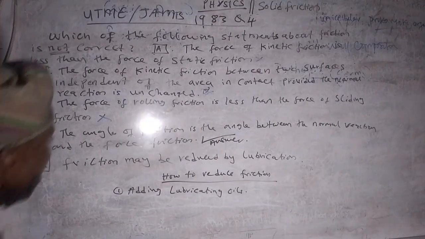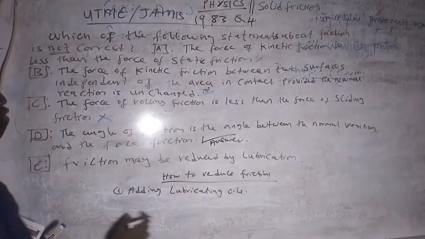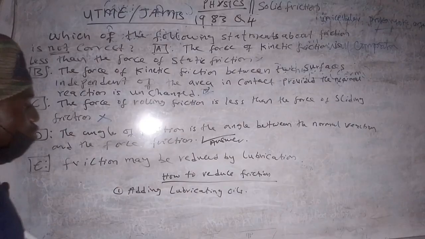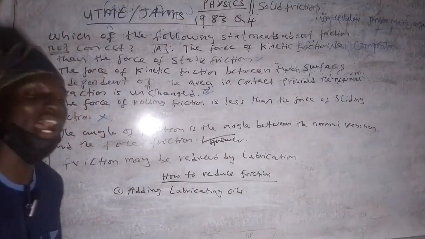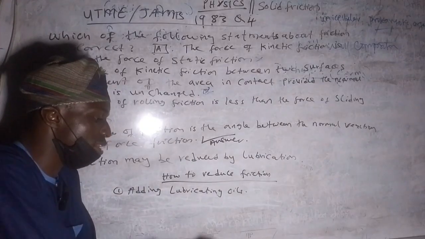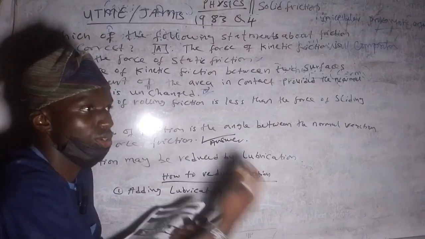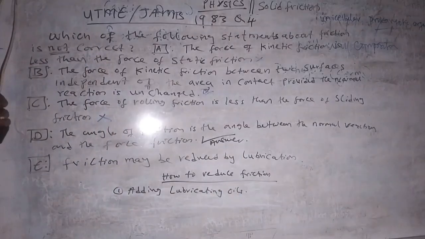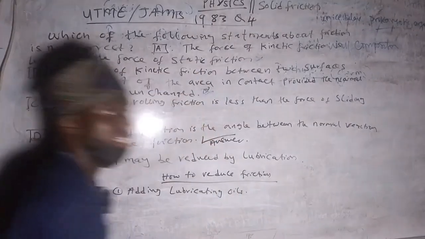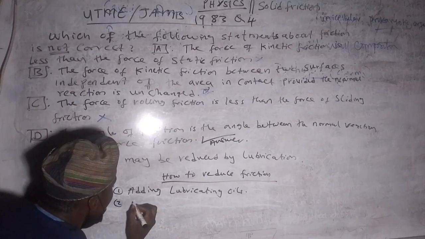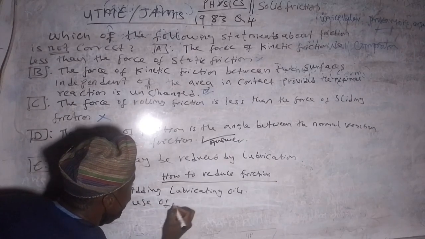By adding lubricating oils, you can see most of those engines, they add oils to them. Why are they adding oils? To reduce the friction between one iron and another that is rolling on top of it. So they add lubricating oil. People say lubrication is a form of friction reduction. Number two, use of pulley system.